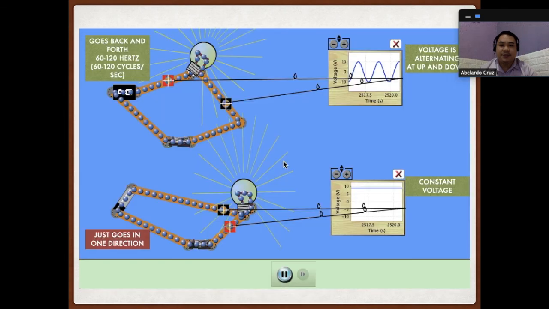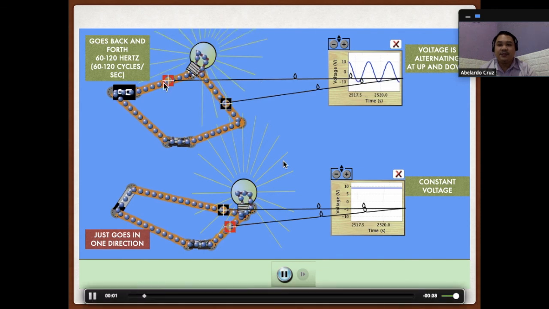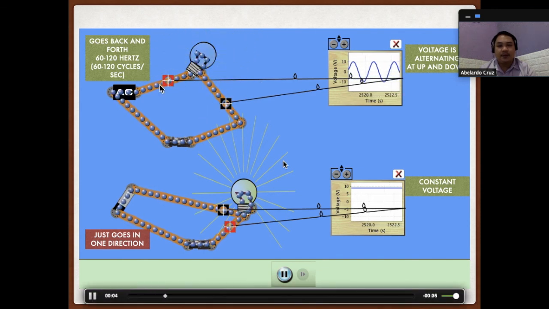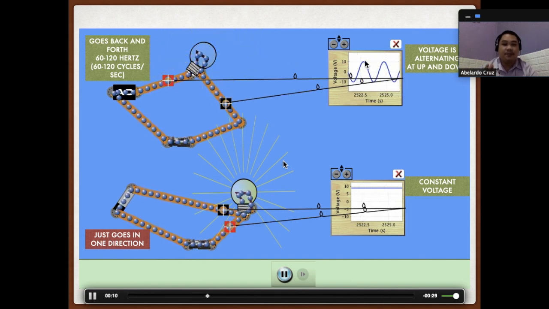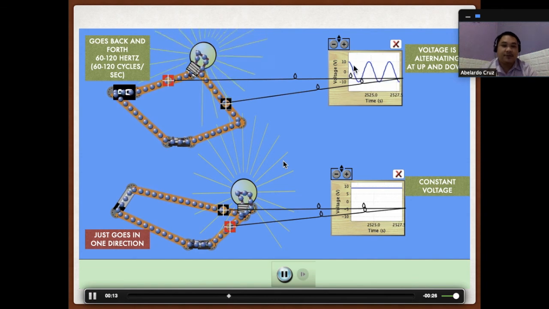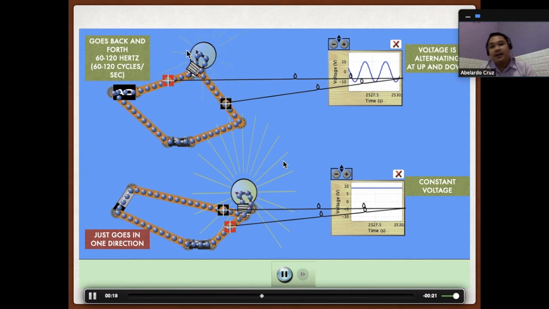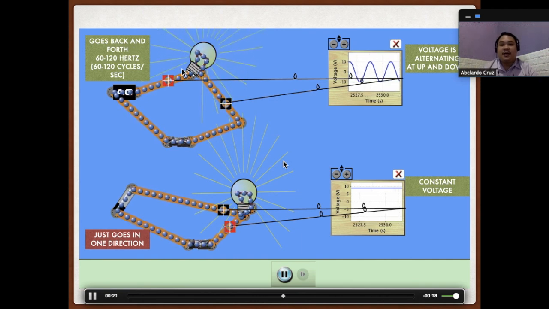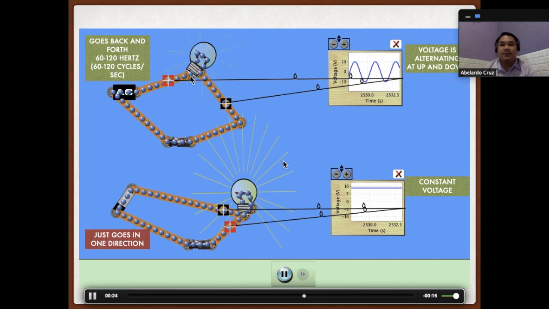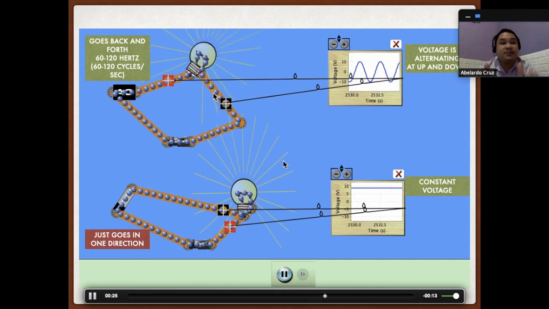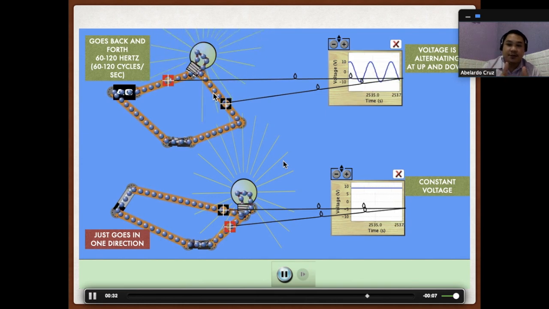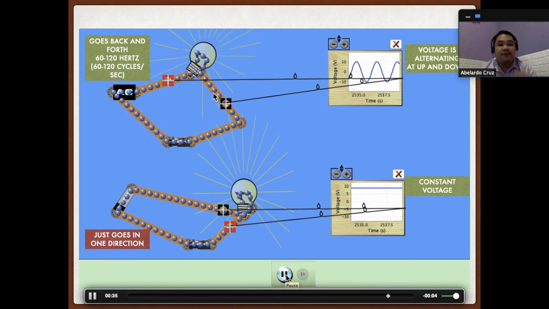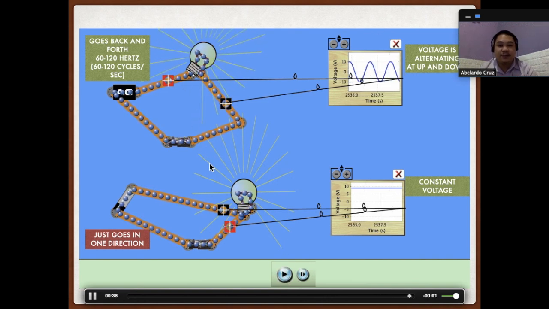Now, let's try to visualize the movement of electrons in AC and DC. As you can see here in our diagram, once you say AC, voltage is alternating. It goes up and it goes down, so from 10 volts to negative 10 volts. Here, you can see that the flow of electrons goes back and forth, and there is a cycle, from 60 to 120 hertz. Meaning to say, for every second, it has 60 to 120 cycles.